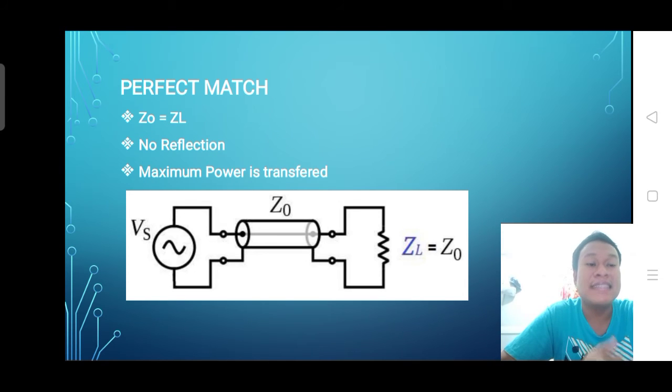And there are three cases in impedance matching. The first one is the perfect match. In perfect match, the load impedance is equal to the characteristic impedance, and there is no reflection and maximum power is transferred.